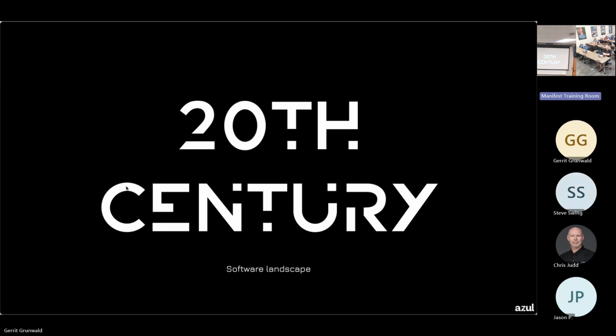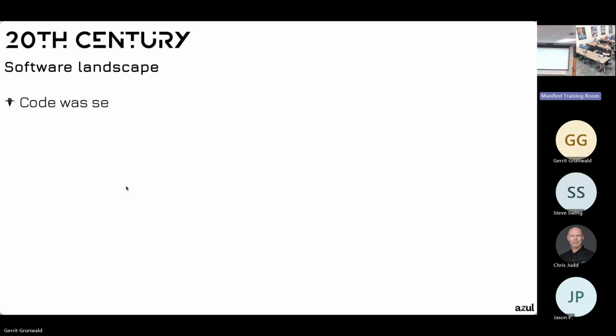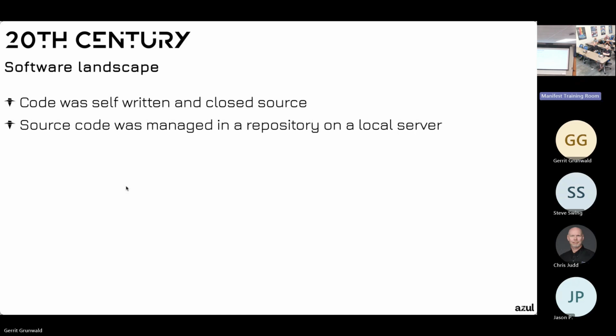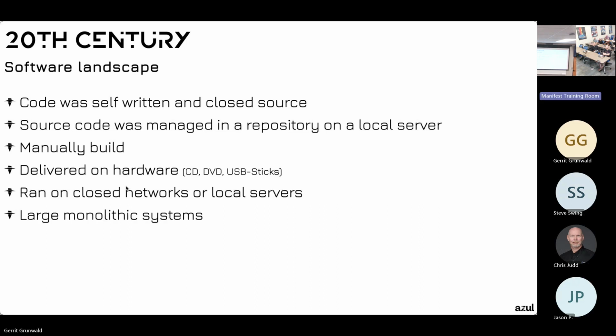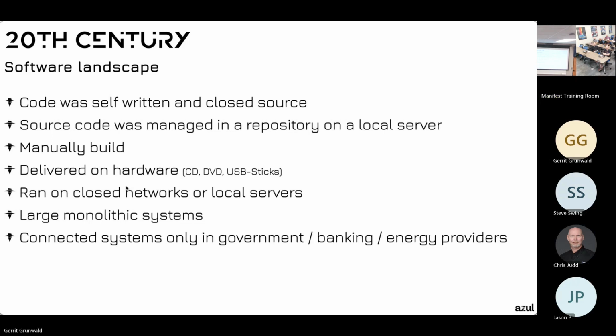The software landscape in the 20th century was totally different. We had code that was self-written and closed source most of the time. It was managed in some kind of repositories or folders on local servers instead of repositories somewhere in the web. Manually built, it was delivered on hardware like USB sticks or CD-ROMs, and it ran on closed networks or local servers. Large monolithic systems, and connected systems only in governments and energy providers. And we had full control of the source code at that time, which is the most important part.